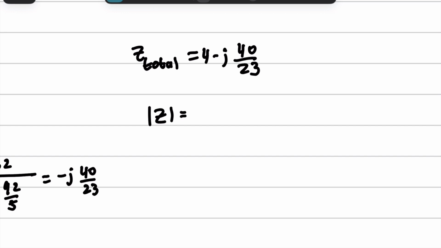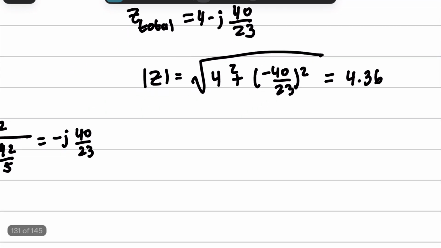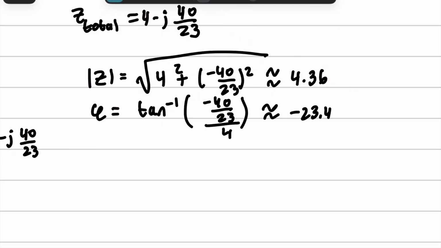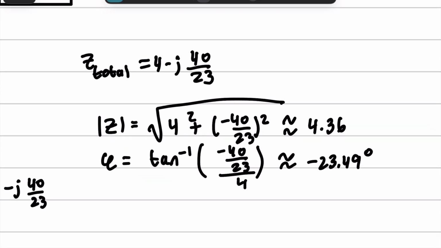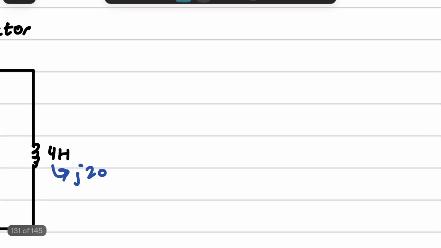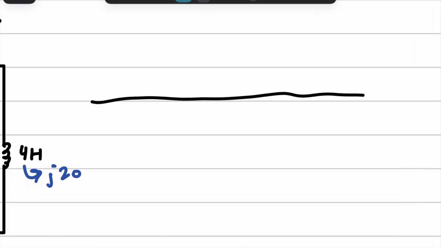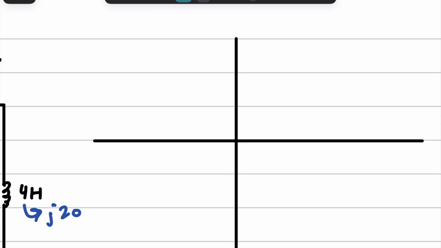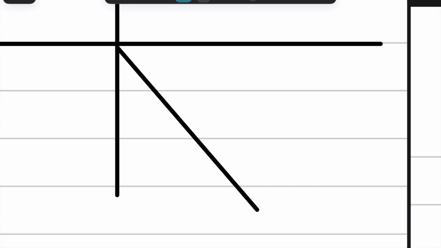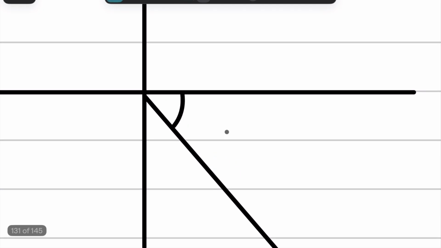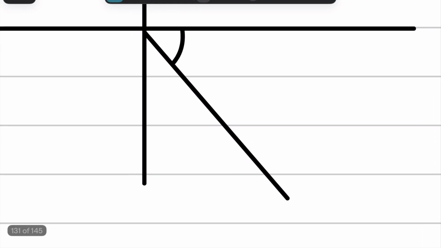Now that we have Z total, it would be beneficial if we just went ahead and calculated the magnitude. That turns out to be approximately 4.36. And then, of course, the phi, which turns out to be negative 23.49 degrees, and that will be in quadrant 4. And actually, it would be good to do step 2 while we are doing step 1, so that we can visualize what's going on here. I'm going to exaggerate the angle, but we can see that we have a more capacitive circuit, right?